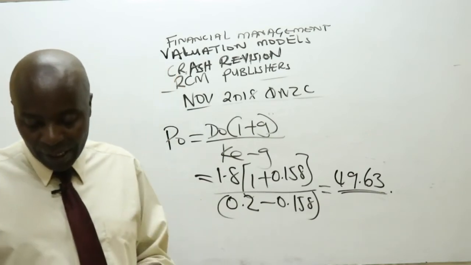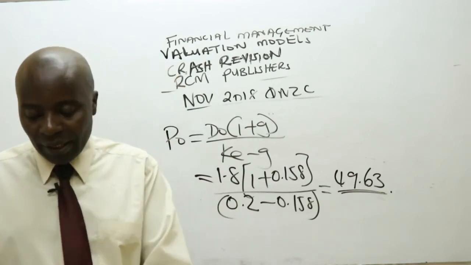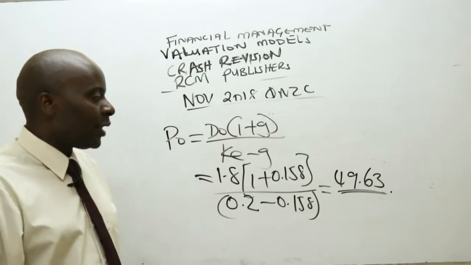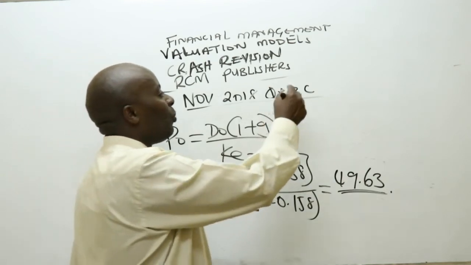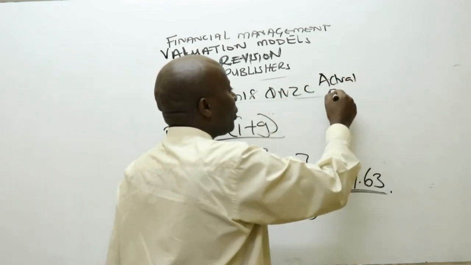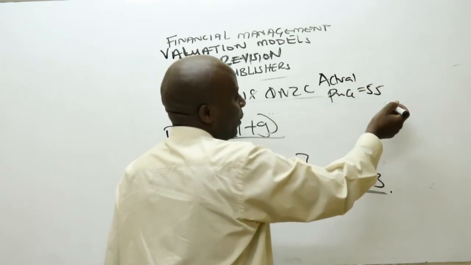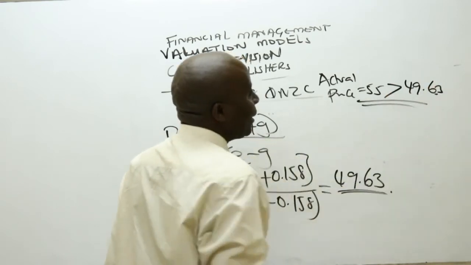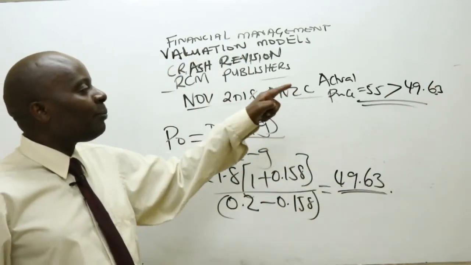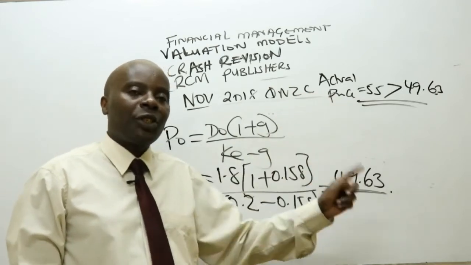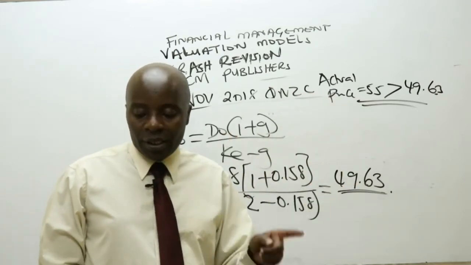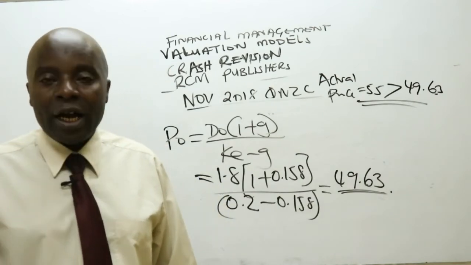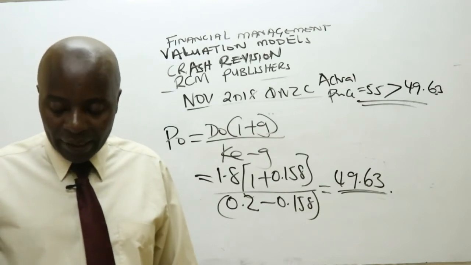They are about 50. But currently, how much are they selling it for? Not 50. They're selling it for 55. So the actual price equals 55, which is more than the intrinsic one, 49.63. Therefore, these shares are overvalued. Let not that person buy them for 55. The shares here are overvalued. I hope that has been helpful. Let's go to another question.